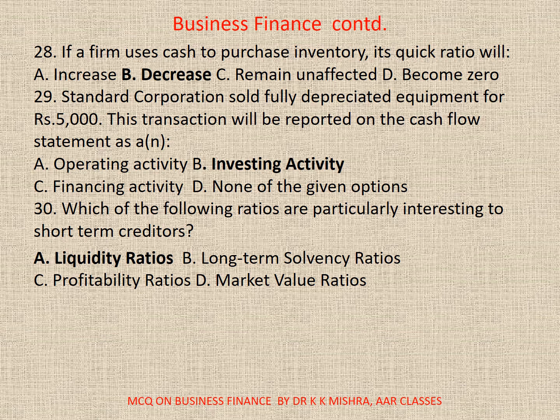Now question number 29. Standard Corporation sold fully depreciated equipment for say rupees 5,000. This transaction will be reported on the cash flow statement. Options are A. Operating activity, B. Investing activity, C. Financing activity, or D. None. The correct option is B.